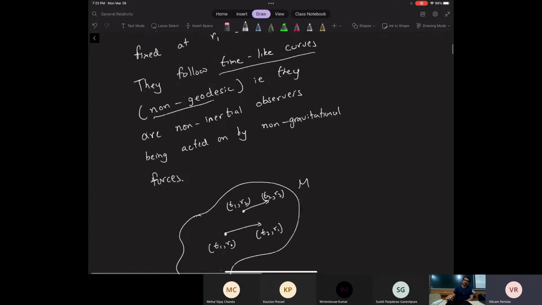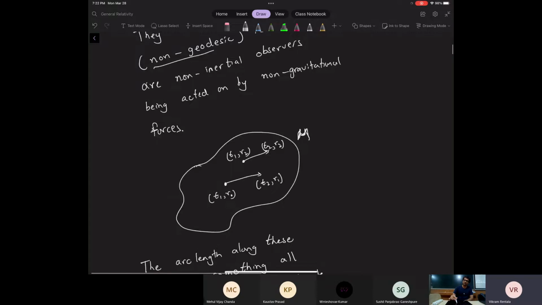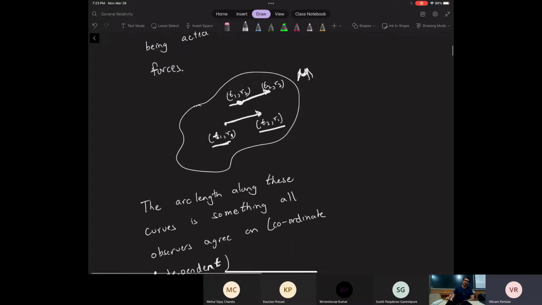In terms of our manifold, if you want to think about it in terms of the manifold, the picture is that one object is at t1, r2, and one object is at t1, r1. Let's say at the initial time, one is at r1, one is at r2. This object follows a trajectory which keeps it at r2. It's always at the same r2 coordinate, but only its t coordinate is changing. So it goes from t1 to t2. And the second object, which is at t1, r1, moves along some curve where only the t coordinate is changing, and now it becomes t2, r1.